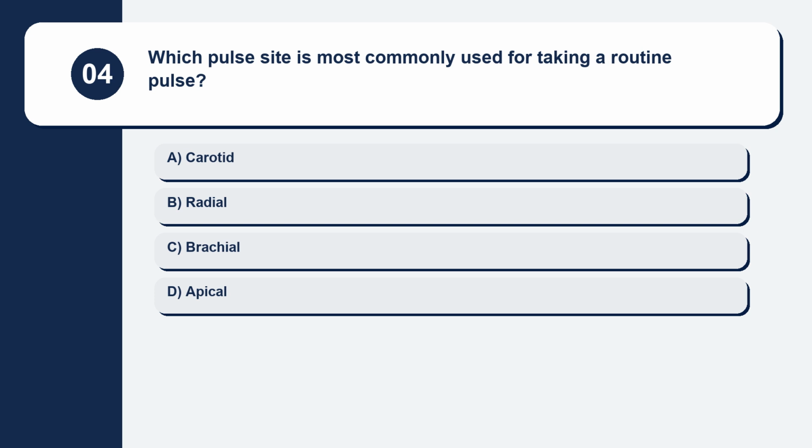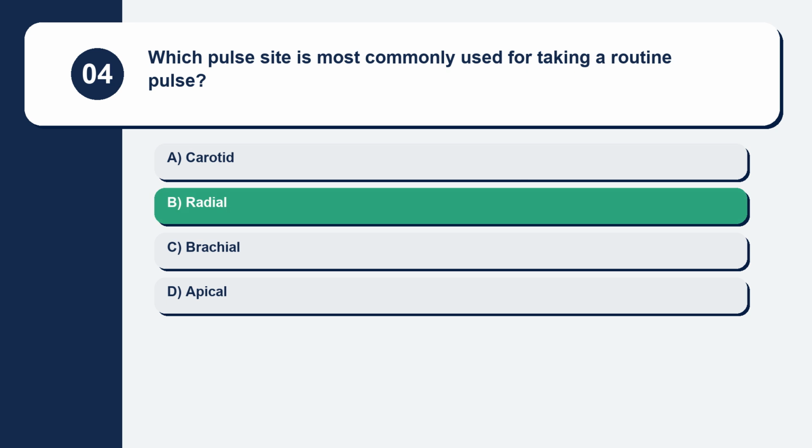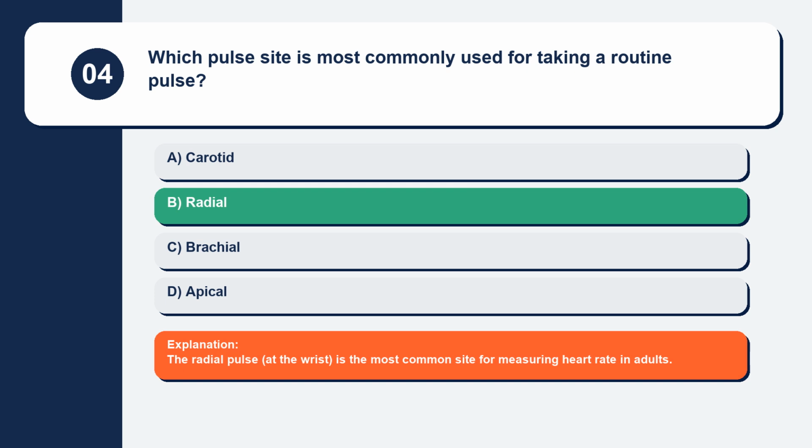Question 4. Which pulse site is most commonly used for taking a routine pulse? Carotid, radial, brachial, apical. The radial pulse, at the wrist, is the most common site for measuring heart rate in adults.